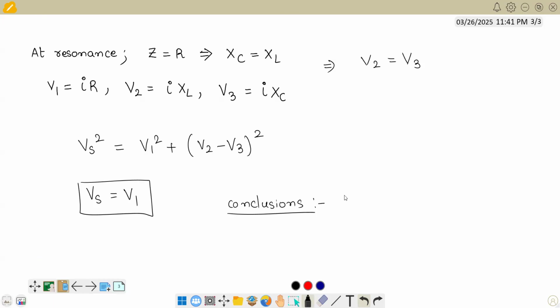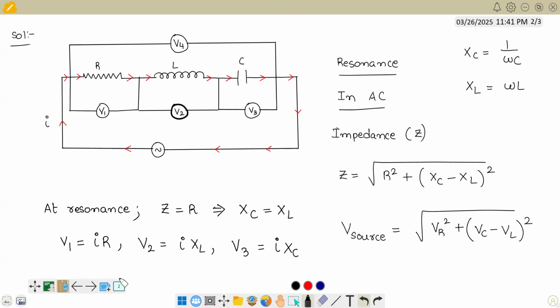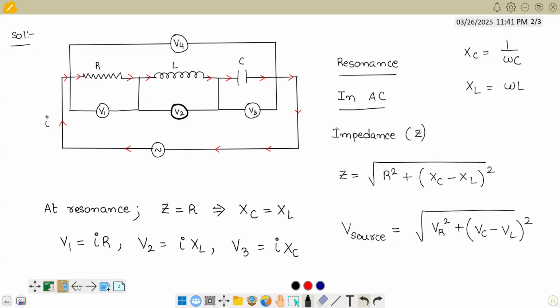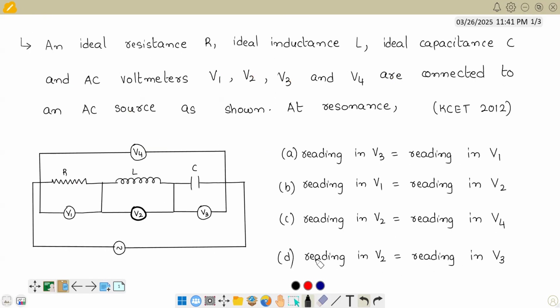So the final conclusion from this is that V4 equals V1, and at resonance the voltage across the inductor and the voltage across the capacitor would be the same. So V2 equals V3. The option saying reading in V2 equals V3 is correct. He's telling V3 equals V1. That is wrong. It is possible, but it is wrong.